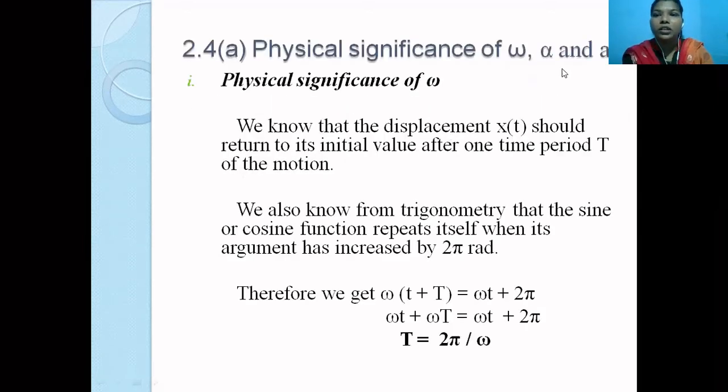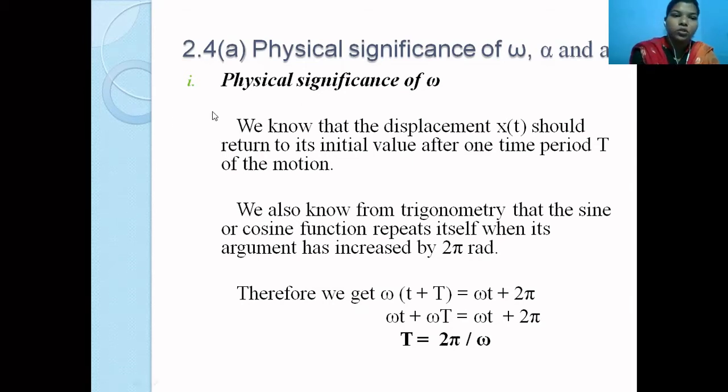Okay, so the next point that we will talk about is the physical significance of omega, alpha, and A. The first point that I consider is the physical significance of omega. What we know is that this displacement x of t should return to its initial value after one time period. Any displacement should return back to its original value, the point from where it started, after completing one time period.